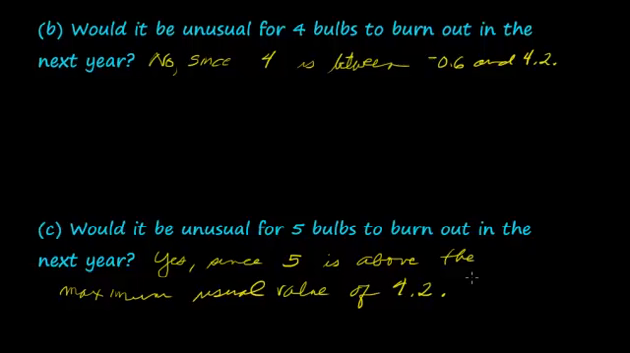Now, as I mentioned before, because our minimum was negative and that's not possible, 0 would not be unusual. So in this case, there's not anything unusual on the low end, but anything above, in actuality, anything above 4 is going to be unusual.